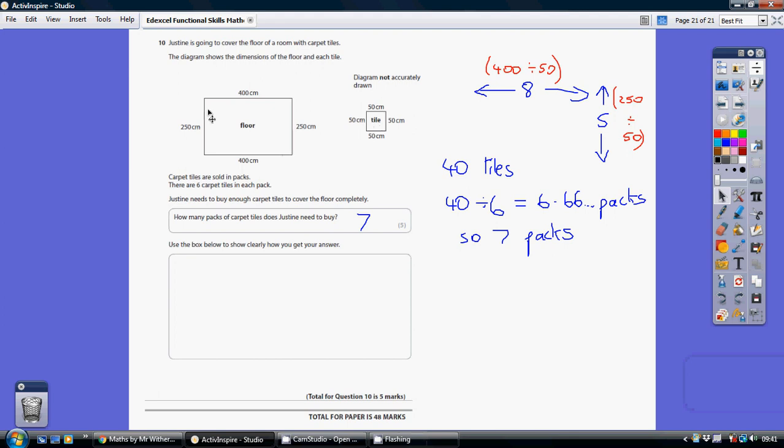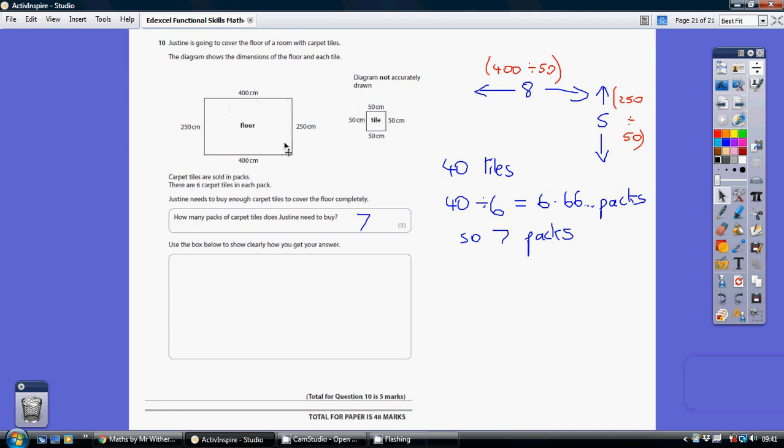So if we're considering how many across we would need, well, the total length across the floor is 400. Each tile covers 50. So how many tiles across are we going to need? We're going to need 400 divided by 50, which is 8. So it's 8 tiles across.